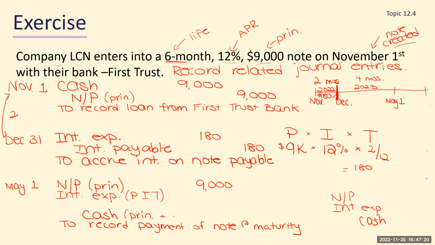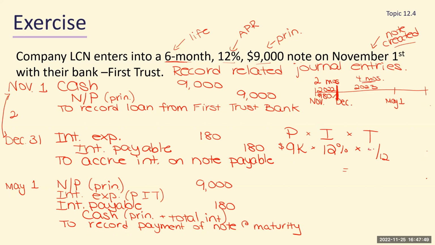principal plus total interest. There's one more account we're going to need if we have to accrue interest, and it's interest payable. Why? Because on maturity, you're paying off everything you owe. We owe 180. We're paying it off, so debit to remove it. All right, let's figure out how much interest expense has happened in the new year. 4 months worth. So let's update this calculation. I believe it's 360.